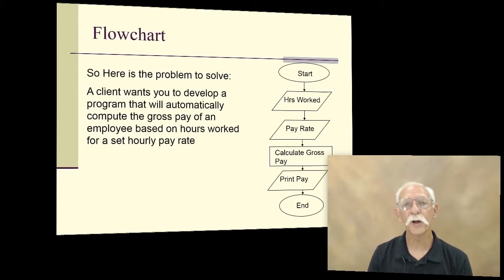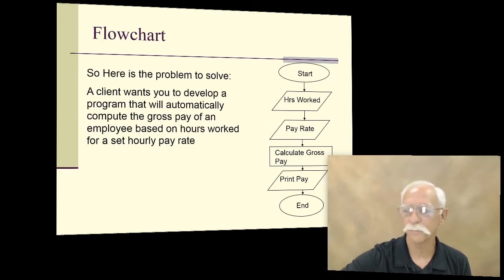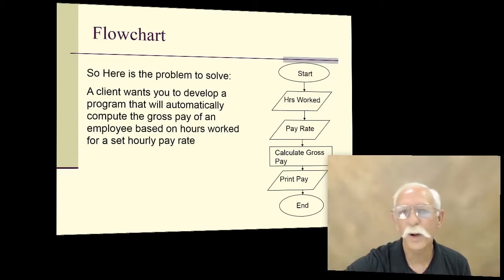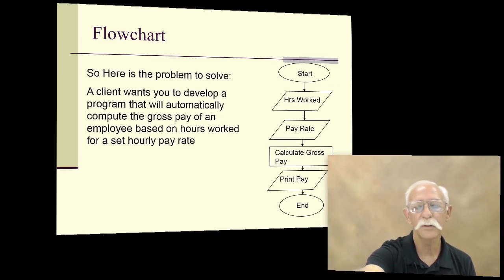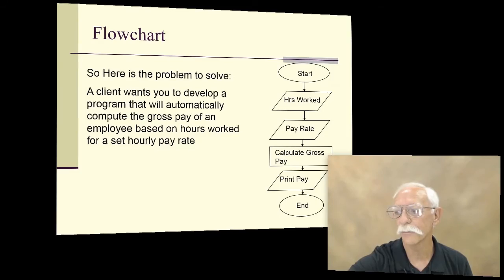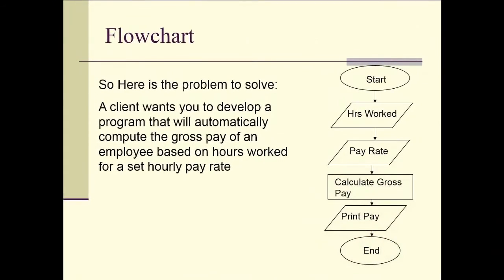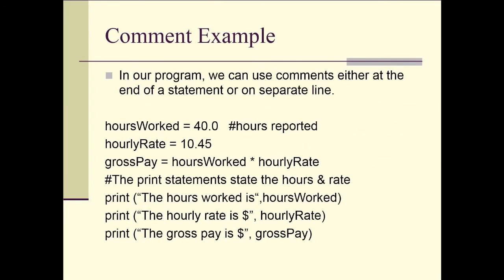Okay, you remember the flow charts. You may have seen that in our previous segment. So here I've got a program for you to solve. The client wants you to develop a program that automatically computes the gross pay. So now what we're going to do is write this. We've figured out from the client what they want. We have done our homework. We have set up our algorithm. And now we've got our flow chart over here. Now we're going to write a program. So we start writing, and it looks like this.